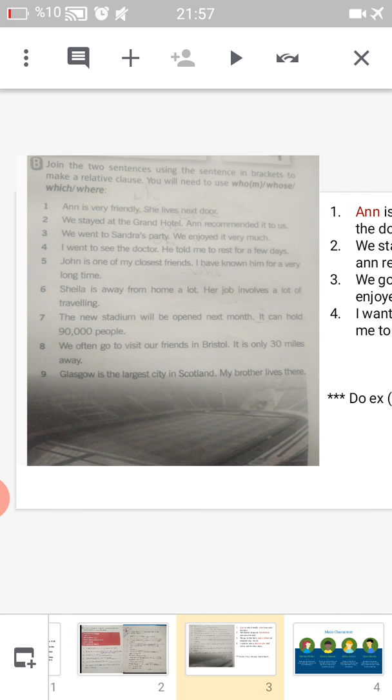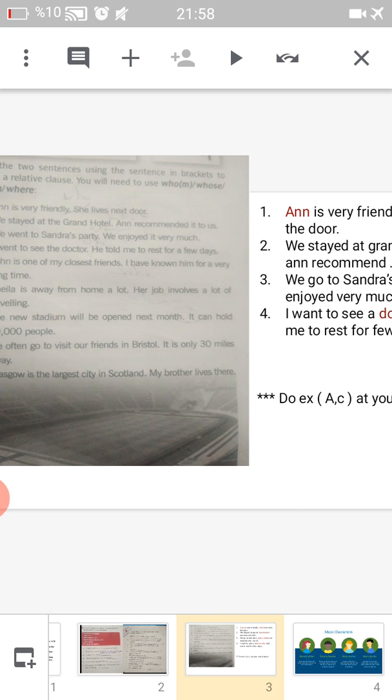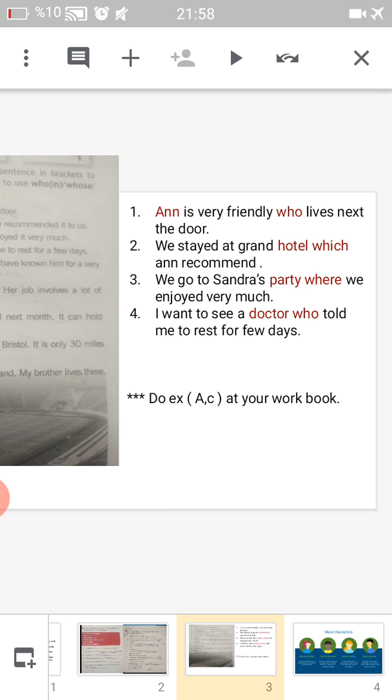Number four, I went to see a doctor. He told me to rest a few days. He refers to a doctor. Doctor is a person, so we will drop he and replace it by who. The sentence will become: I went to see a doctor who told me to rest a few days.